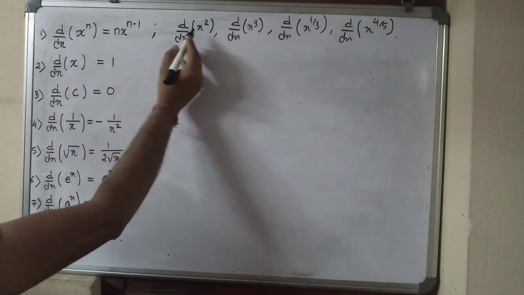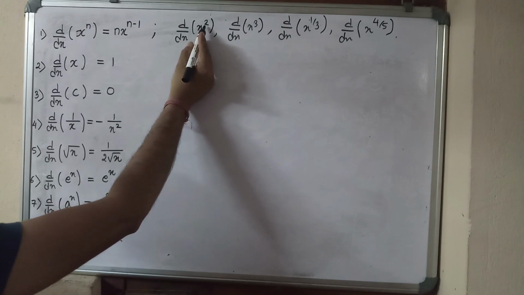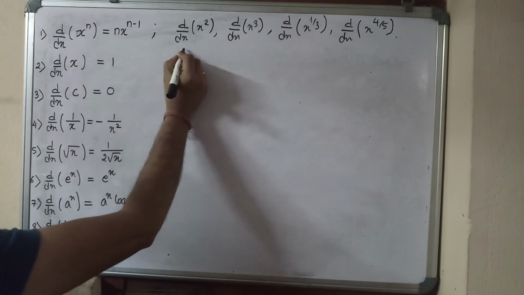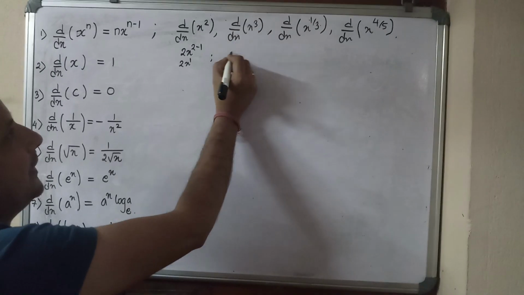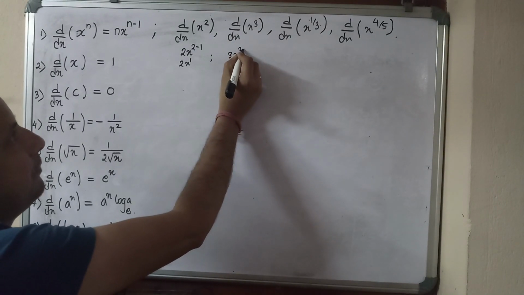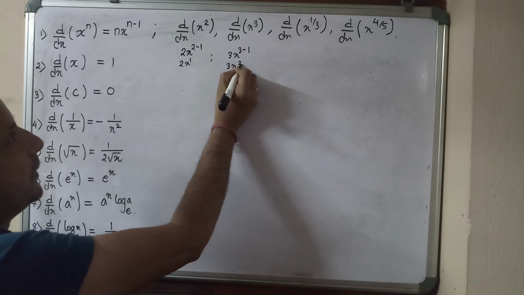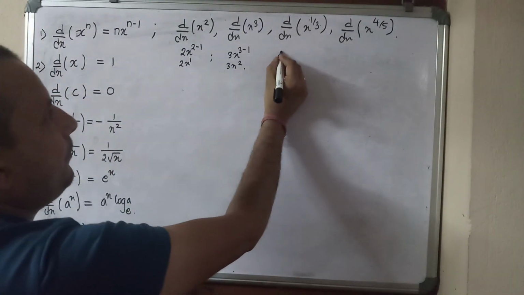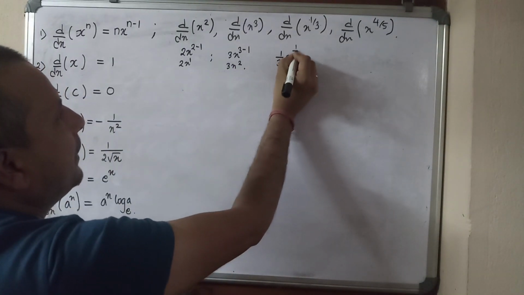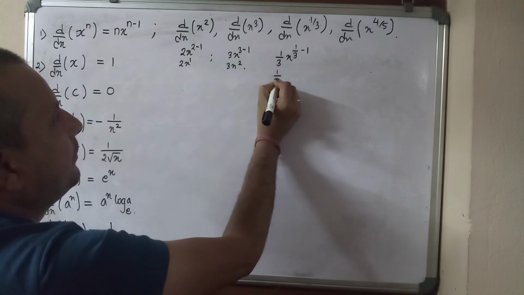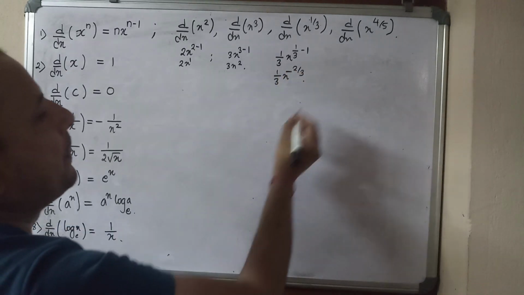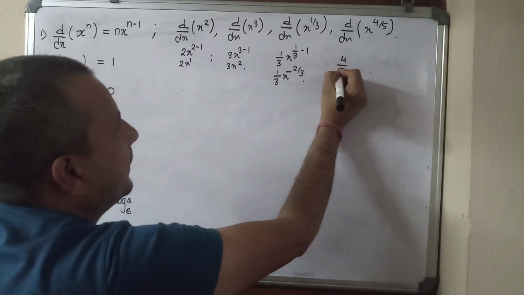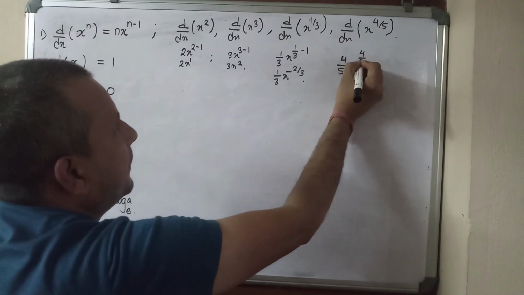Suppose I apply this formula here. What is the derivative of x square? N is 2. Using n x to the power n minus 1, that is 2x to the power 1. For x cubed, it will be 3x to the power 3 minus 1, that is 3x square. If it is x to the power 1 by 3, then 1 by 3 x to the power 1 by 3 minus 1. Then you have to take LCM. Taking 3 as LCM, it is minus 2 by 3. Similarly, 4 by 5 x to the power 4 by 5 minus 1.